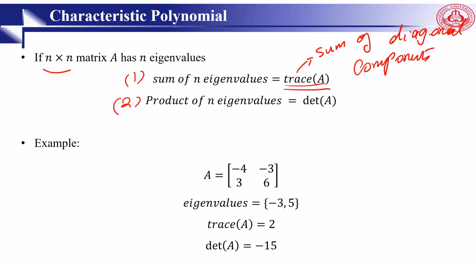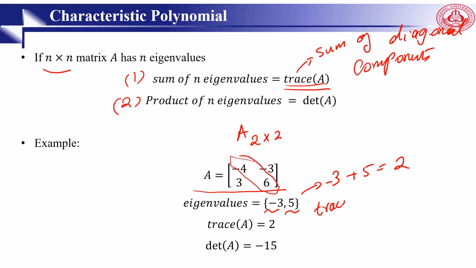Let's see one example to better understand this. We have a matrix A, which is n by n, 2 by 2. We already found that the eigenvalues are minus 3 and 5. So what is the trace of A? It is the sum of the eigenvalues. The sum of these two is what? 2, right? So trace A is equal to minus 4 plus 6, which is equal to 2, right? So you can see it is the same.